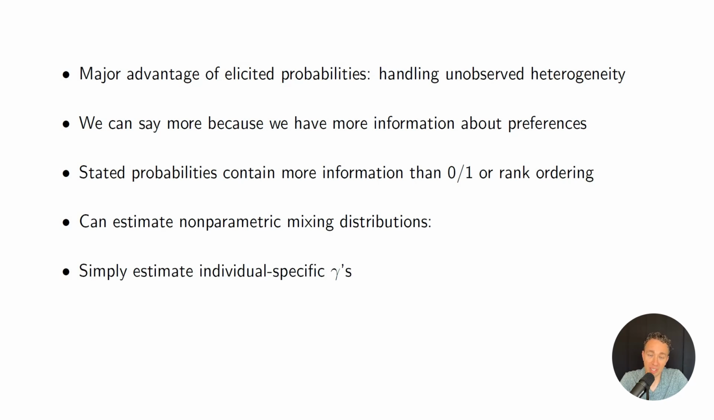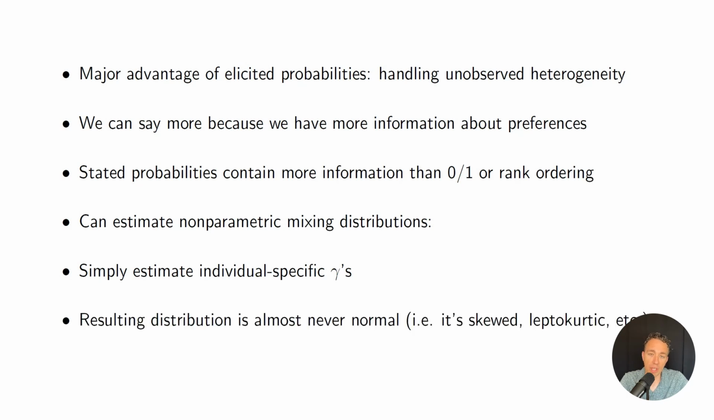And the way that we can do this is we can actually estimate individual specific gammas. So this links back to our mixed logit model where we assumed that gamma i was some unobservable variable drawn from some distribution. But here we can actually estimate the gamma i's because we have enough information to reliably do so. And one thing that you'll see is that the resulting distribution is almost never normal, in that it's either skewed or leptokurtic or whatever else is non-normal. If you're not familiar with the word leptokurtic, look it up. It just means fat-tailed and peaked in the middle.